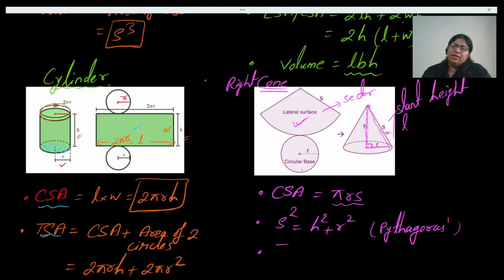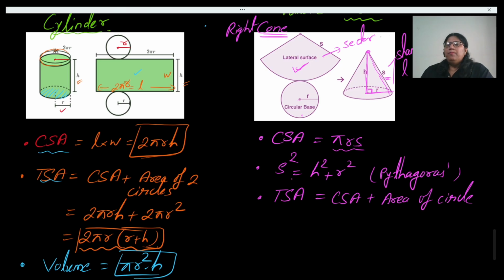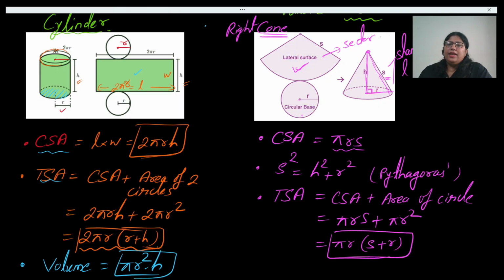Then using this, if I'm taking the total surface area, it is going to be CSA plus the area of the circle, right? CSA is pi r s. So you take pi r s plus the area of a circle, pi r square. What is common in both? Pi r. You can take it out: s plus r. So this is the total surface area.